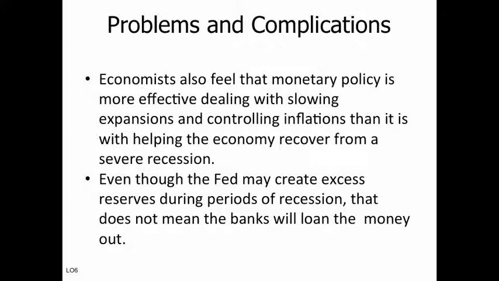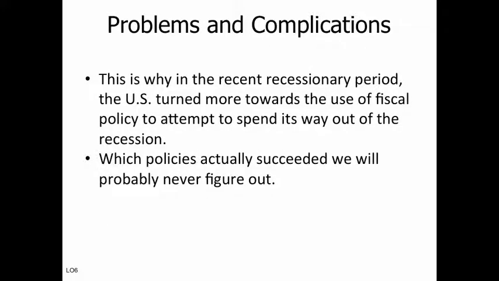Ex post, so once we've gone past the recession, it's still very difficult to really understand which policies were successful in doing what. It's hard to disentangle the effect of the two policies when two policies are enacted at the same time. So which policies actually succeeded? Was it the expansionary fiscal policy or the expansionary monetary policy? We might never know.